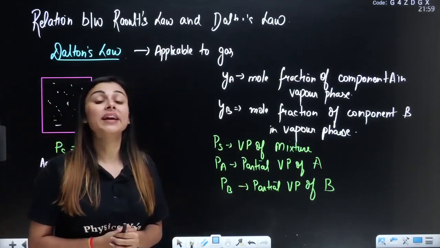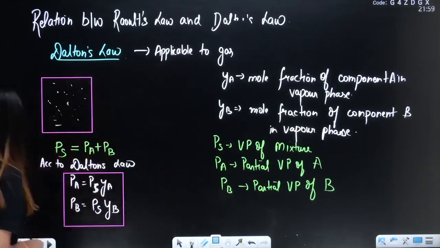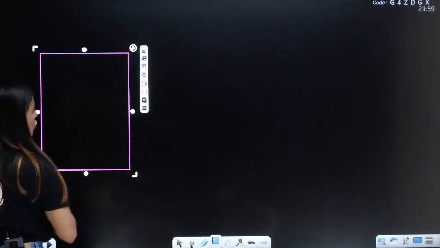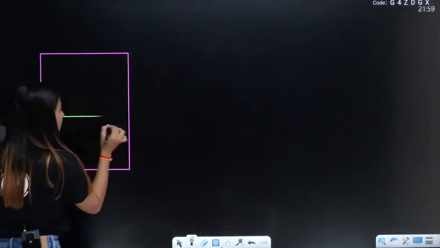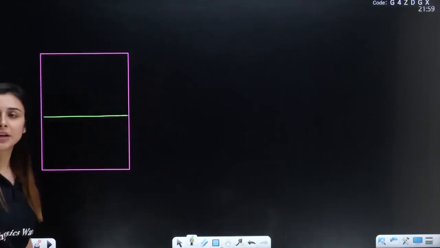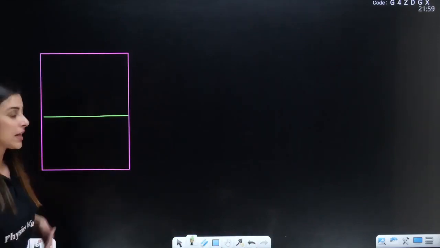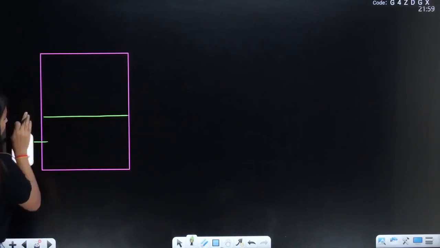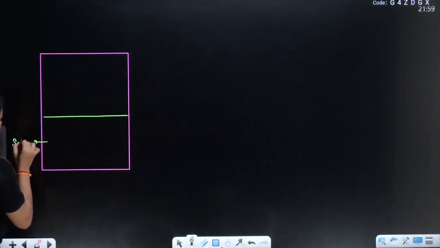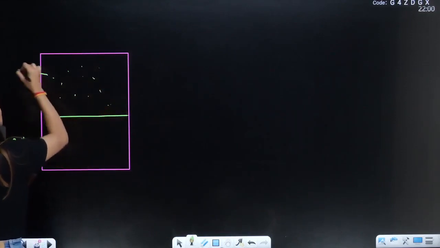Now we are going to find the relation between Dalton's law and Raoult's law. See what will happen. Imagine you have a container here and you have a liquid mixture of A and B components. This is the liquid form, or I can say this is the solution, and here you have the vapors. So this is the vapor form.